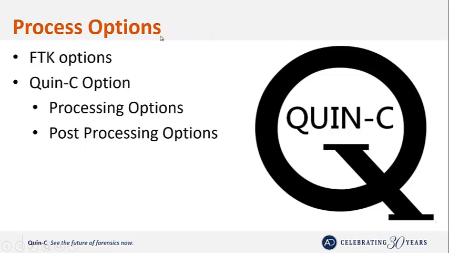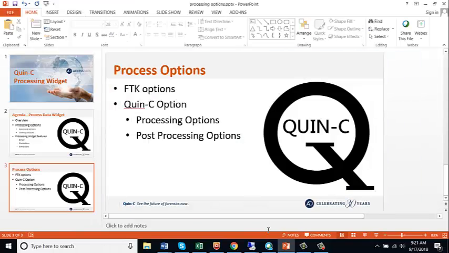In the processing options section, we're going to go over the FTK options. We'll do this in a very cursory way. If you need more information on those options, you should really consult the FTK documentation, or take one of the many classes that's offered, but in any event, it will not be addressed in this video. Instead, we're going to focus a little bit more on the Quincy options, the processing options, as well as the post-processing options. So let's get to that.